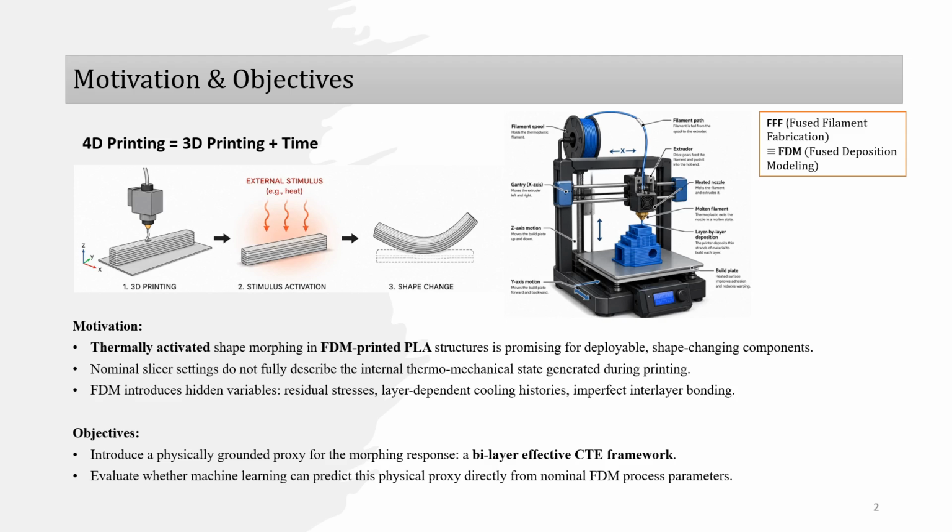The objective of this study is therefore twofold. First, we introduce a physically grounded proxy for the morphing response based on the bilayer effective coefficient of thermal expansion framework. Second, we evaluate whether machine learning can predict this physical proxy directly from the nominal FDM process parameters.